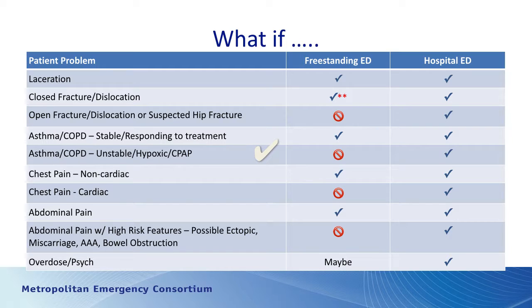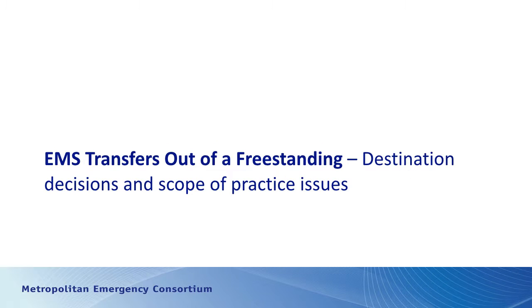So I think I've covered a lot of the what ifs. There's no way I can predict all of them. If you have other questions or other clinical scenarios you're thinking about, please just post them on Workplace and I'll do my best to answer them. But I think by talking about the different options on this slide, you get a good sense of what a good candidate for freestanding ED may be. So let's move on and talk about those transfers out.